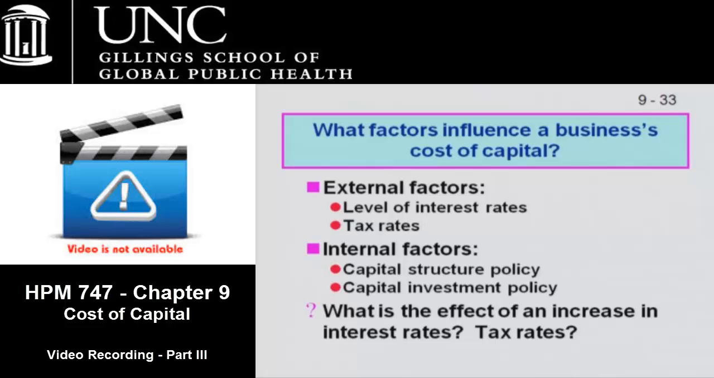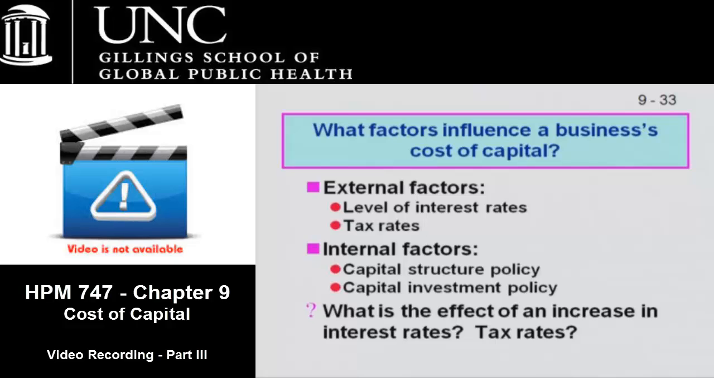So to conclude, this is a fairly important discussion. What factors influence a business's cost of capital? At any point in time, a not-for-profit or for-profit may have a corporate cost of capital of 6%, 2%, 10%. So what determines where that level is at any one point in time?